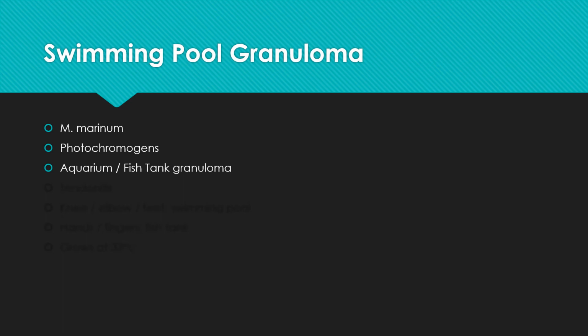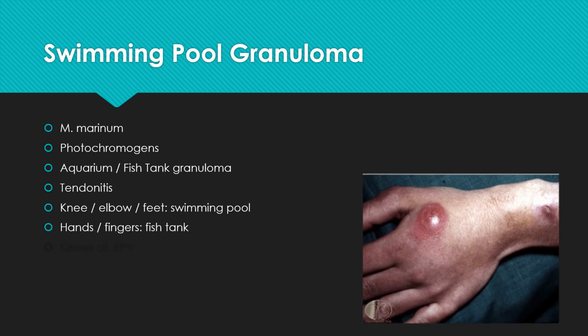The patient comes with papules or ulcers, which is called the granuloma, and tendonitis. When the patient is associated with the swimming pool, the most exposed sites of the body are the knee, elbow, and feet. While in the case of fish tank granuloma, the most common sites are the hands and fingers, which can be shown in the figures. Here there is a figure of fish tank granuloma, a patient having a papule or ulcer.